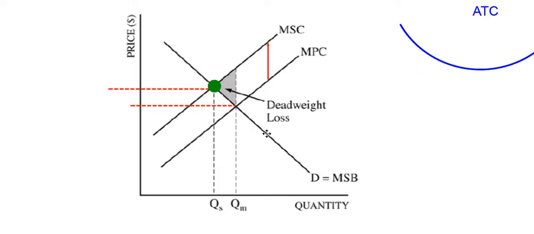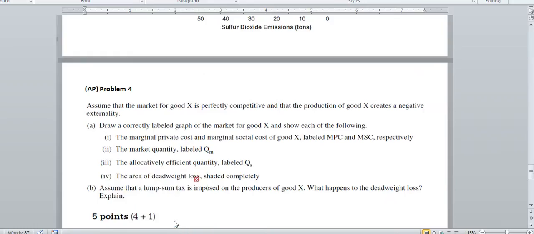Okay, now the other part of this, that I was talking about at the beginning, is the question asked, part B here: assume that a lump sum tax is imposed on the production of good X. And the simple answer is that because it doesn't affect the marginal cost curve, deadweight loss does not change. I just wanted to show you graphically why that is.